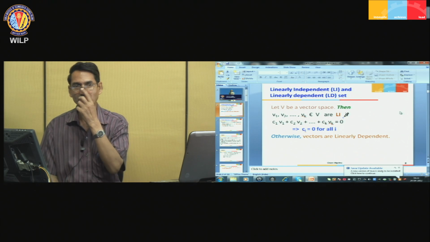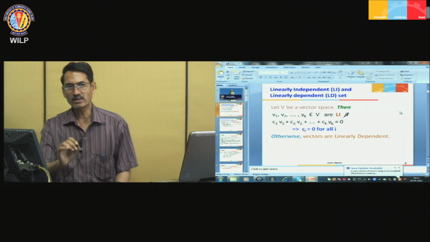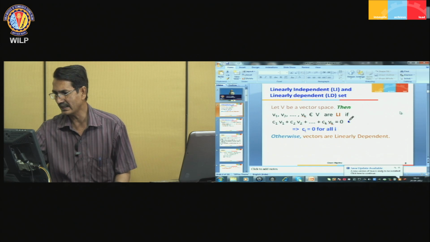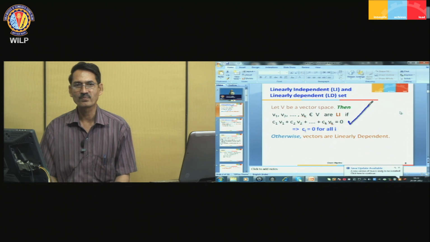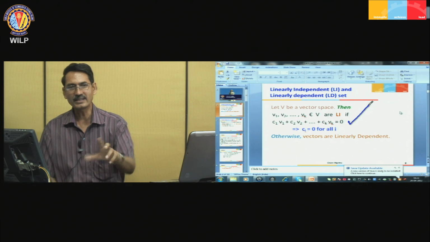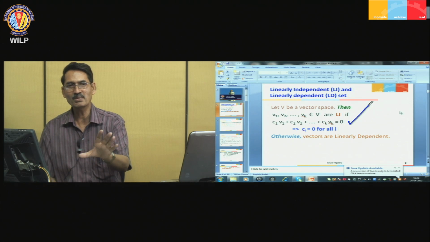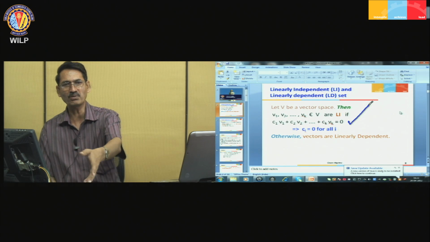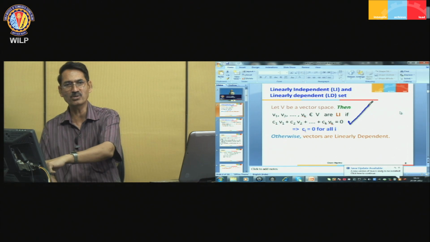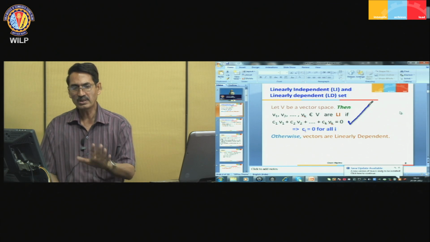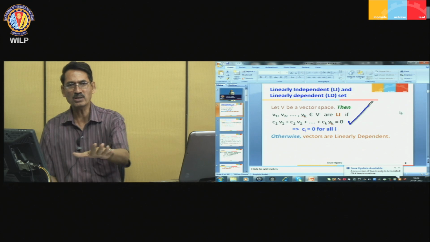Once more here, C1 into V1 plus C2 into V2 and so on and so forth plus Ck into Vk is equal to 0. So if C1, C2, C3, Ck are 0, then it is always 0 is equal to 0. So remember here, C1 equals 0, C2 equals 0 and Ck equals 0 is always a solution. We are interested, is there any solution which is different from 0?